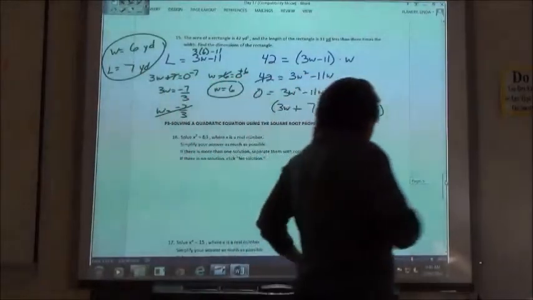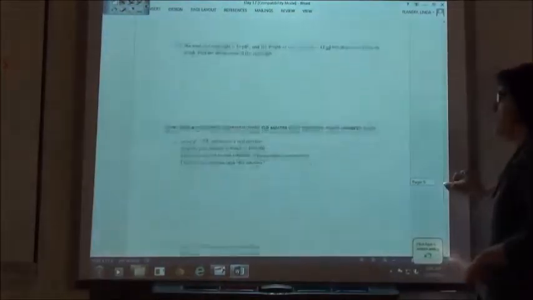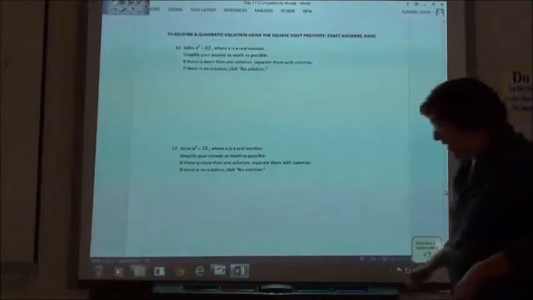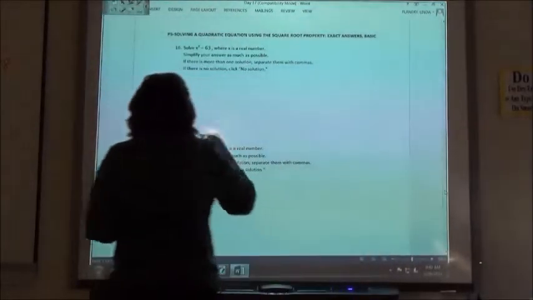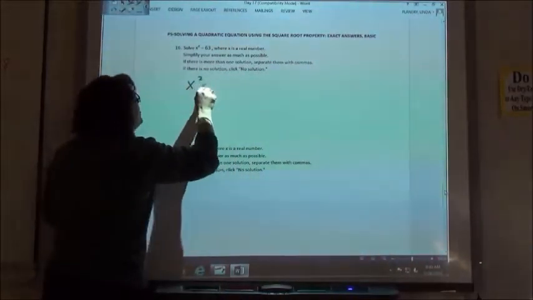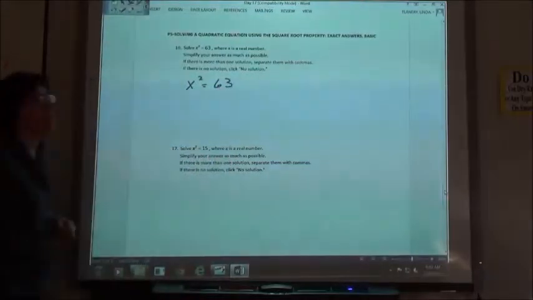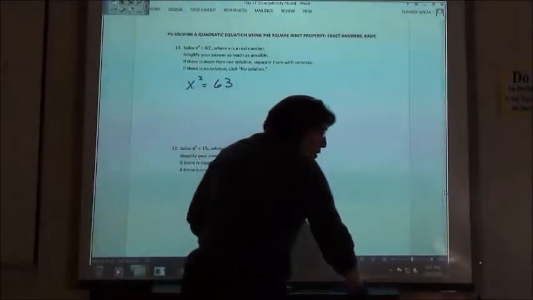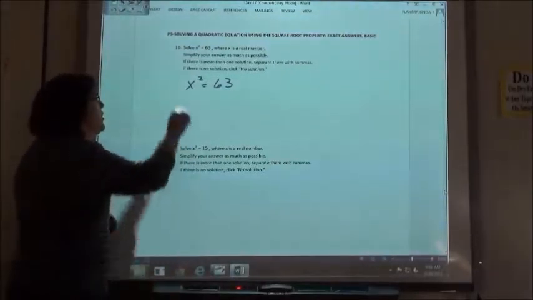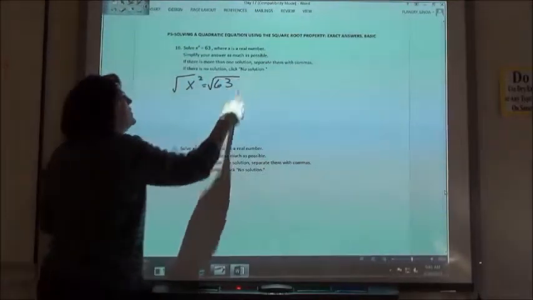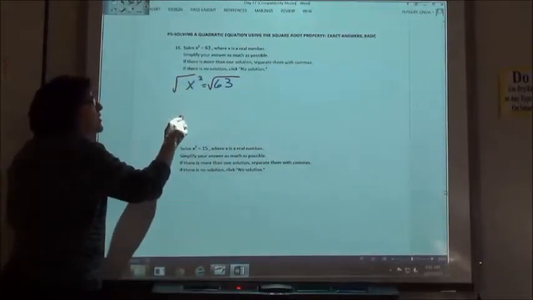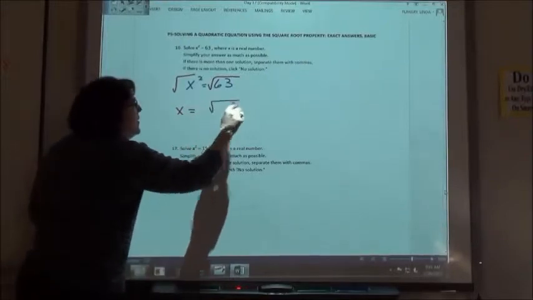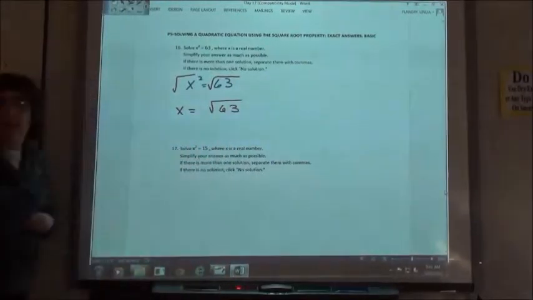All right, 16, 17, and 18, changing frames of mind, sort of. If I have x squared equals 63, in order to solve an equation like that, I do the opposite of squaring. The opposite of squaring is taking the square root of something, right? So I would take the square root of both sides. The square root of x squared is just an x. And then I have the square root of 63.